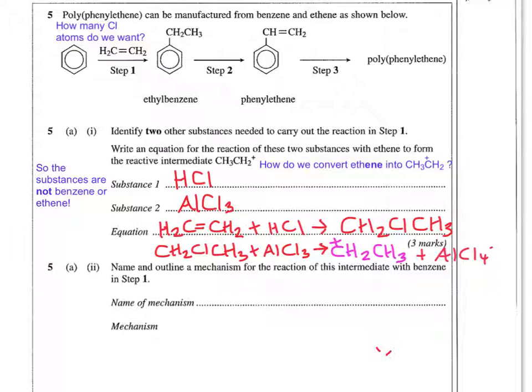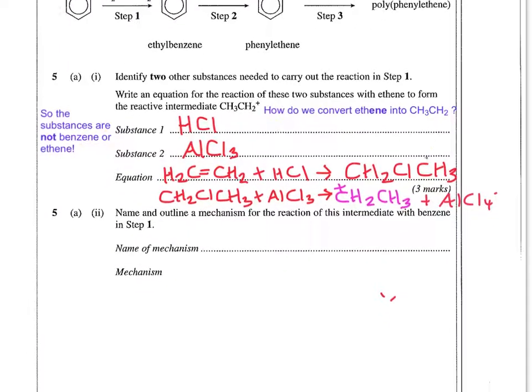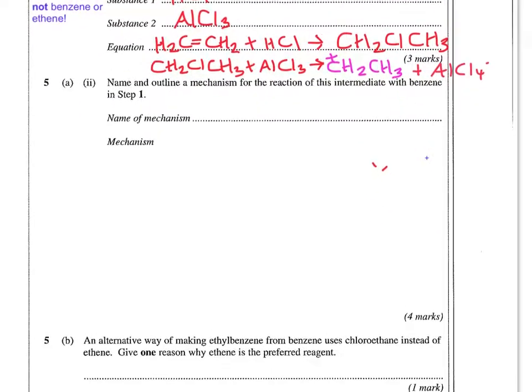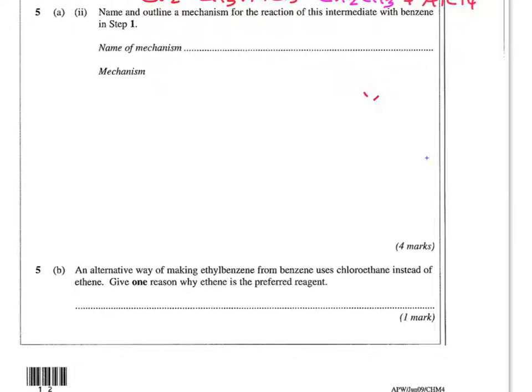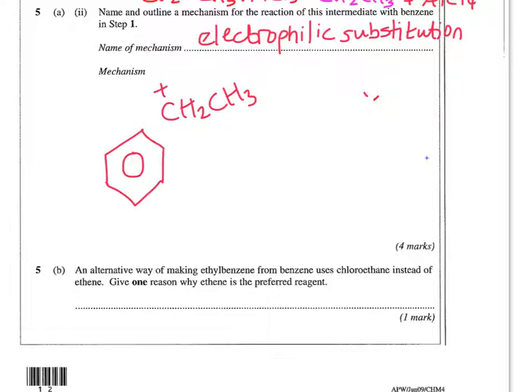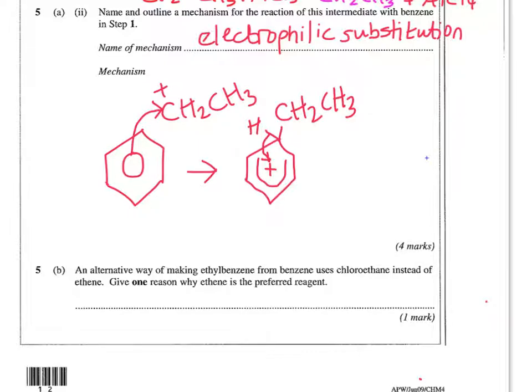So now what we need to do is put in the mechanism. If we move the page down a bit, so we've got some room to do that. It says name and outline a mechanism for the reaction of this intermediate with benzene in step 1. Obviously electrophilic substitution. So if we take our benzene, it's fairly straightforward, isn't it? It's almost exactly the same as what we've been looking at earlier on. So we've got our intermediate with the correct curly arrow showing the carbon-hydrogen bond breaking, and not forgetting the formation of our H+.